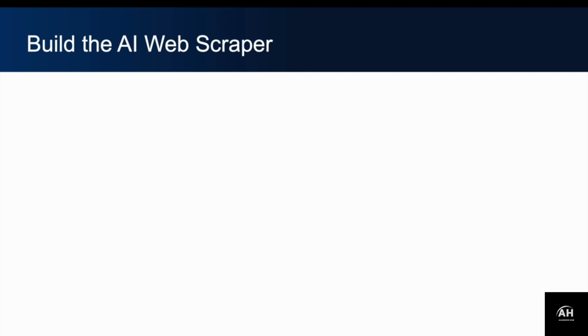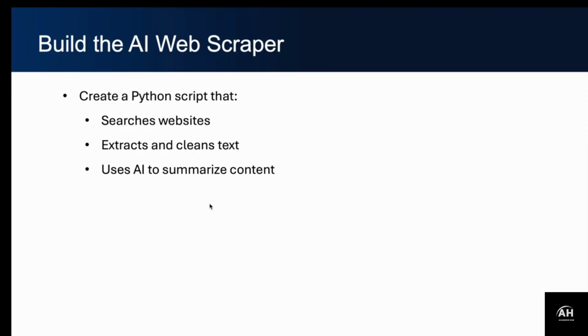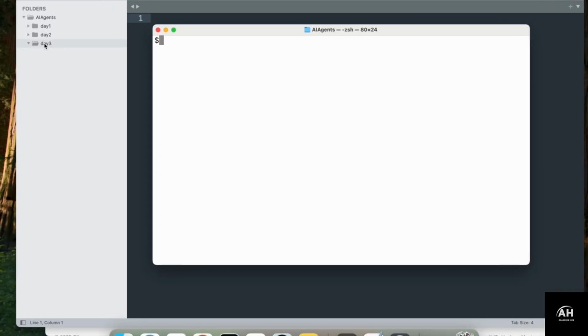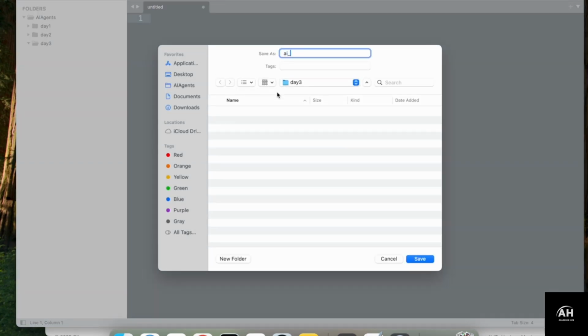So let's get started with building the AI web scraper. Let's create a Python script that searches websites, extracts and cleans text, and uses AI to summarize content. So let's go ahead and create our code file. I've already created the day 3 folder. Inside this, I'm going to create a new file. I'll save this as ai_web_scraper.py.